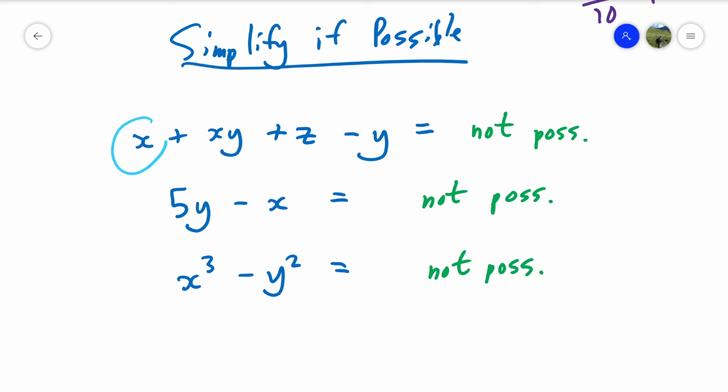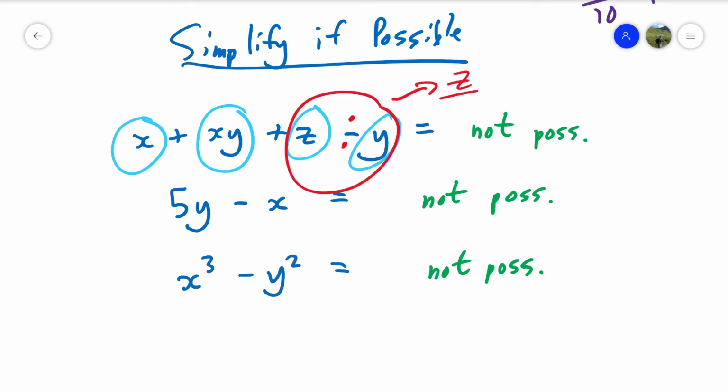Oh look, that's an x, that's an xy, that's a z, and that's a y. Each of those is a completely different type of object. They cannot be combined. That's it. Now, because it's just pluses and minuses, we can't combine them. Obviously, if that were a divide sign, you'd say, well, I can simplify that because that becomes z divided by y. That would be a neater way, like tidying up. But it wasn't a divide sign, it was a minus.